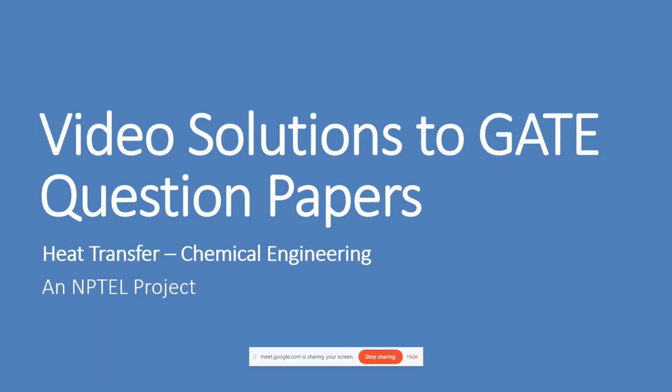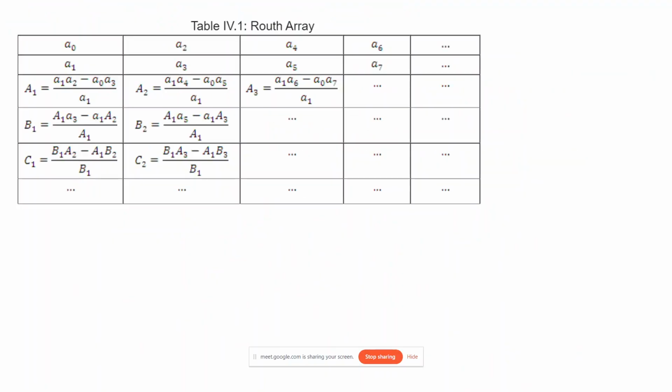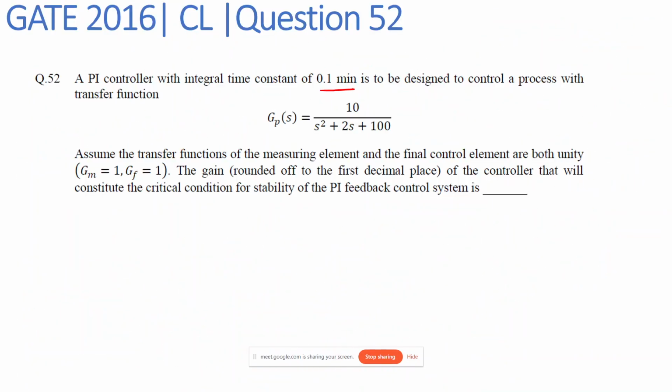The next two questions are very similar, so we will just solve one of them. This is question number 2, question number 52 from GATE 2016, and the question is: a PI controller with time constant of 0.1 minute is to be designed to control a process with transfer function Gp equal to 10 upon s square plus 2s plus 100. Assume the transfer functions of measuring element and final control element are both unity. The gain of the controller that will constitute the critical condition for the stability of the PI feedback control system is dash.